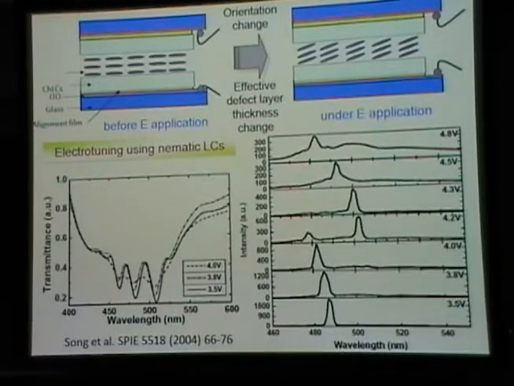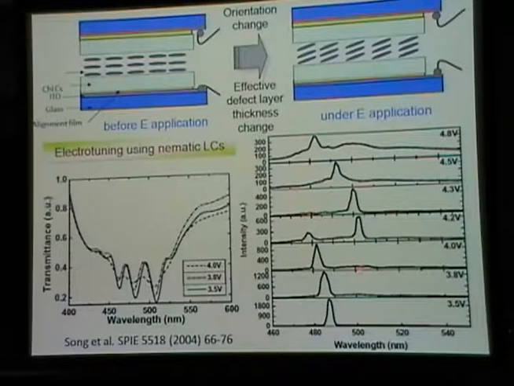Okay, the other method for tuning is the orientational change of nematic liquid crystal between the cholesteric liquid crystal layers. By inserting the dye-doped nematic liquid crystal, we have the defect mode lasing like this, as I explained yesterday. Then by applying the field, the nematic orientation changes so that the effective optical thickness changes.